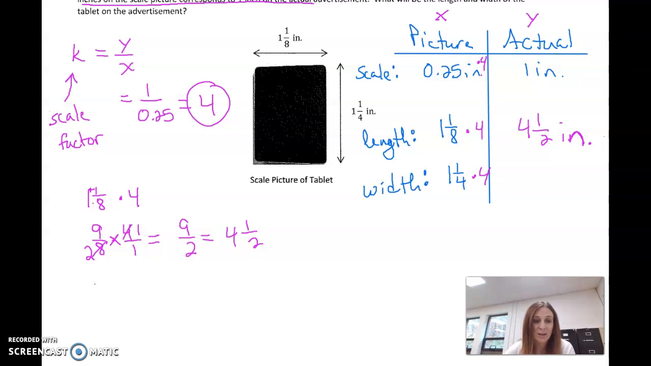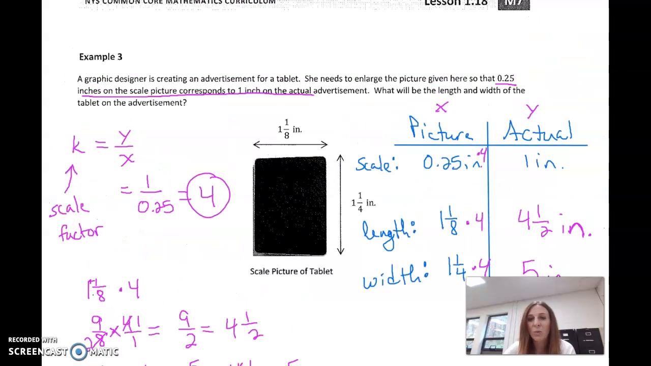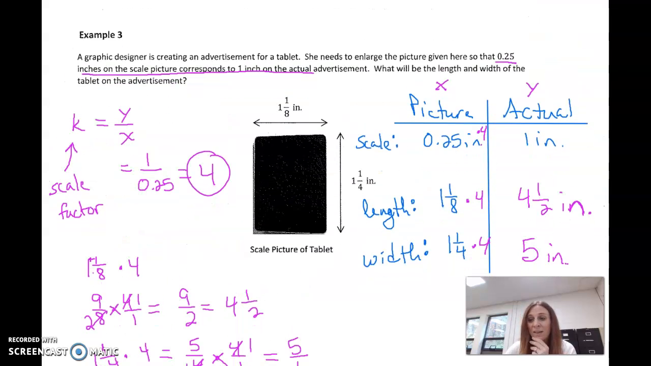Okay, and I can do the same thing here for the width. I'm going to take 1 1/4 and multiply it by 4. So, improper fraction: 4 times 1 is 4, plus 1 is 5, so that's 5/4 times 4 over 1. 5 and 1 have a common factor of 1. 4 and 4, though: 4 goes into itself 1 time, 4 goes into itself 1 time. 5 times 1 is 5, 1 times 1 is 1. This works out to be 5 inches. So if you can find the scale factor, which is the constant, and we always set it up as drawing, actual, we can figure out the actual length and width on the advertisement.